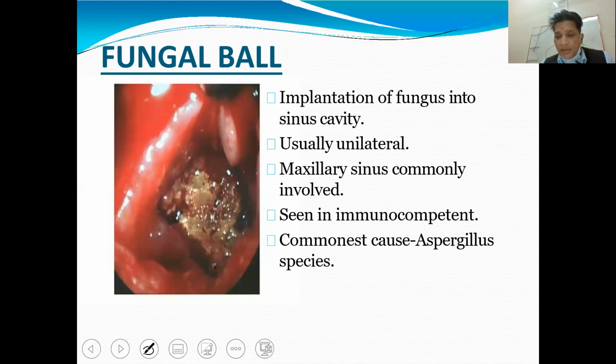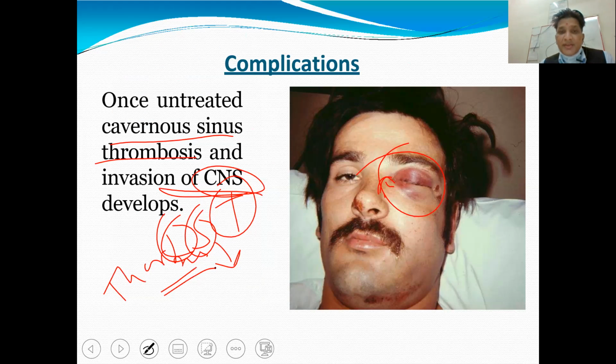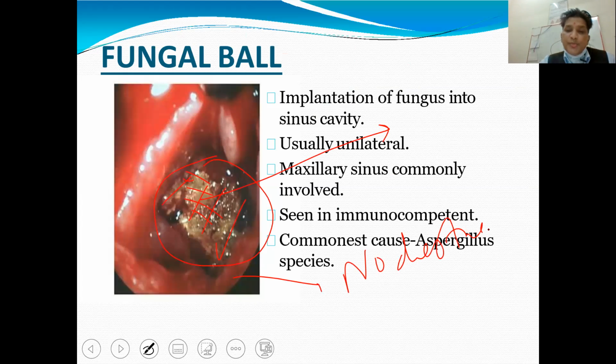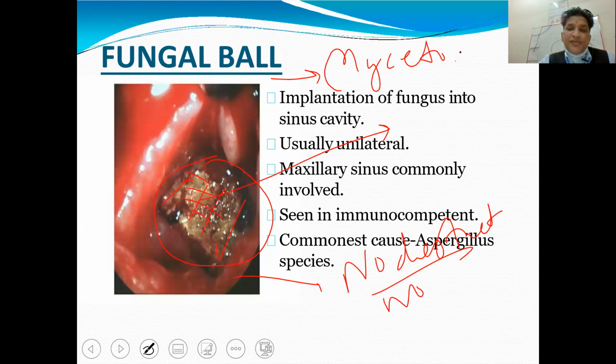And this is a non-invasive kind of fungal sinusitis, in which the patient has, in fact, a fungal ball, and the surrounding tissue is hyperemic, but there is no encroachment or destruction of the bone, because it's a non-invasive fungal sinusitis. So this is a mycetoma. Mycetoma is like a fungal ball.